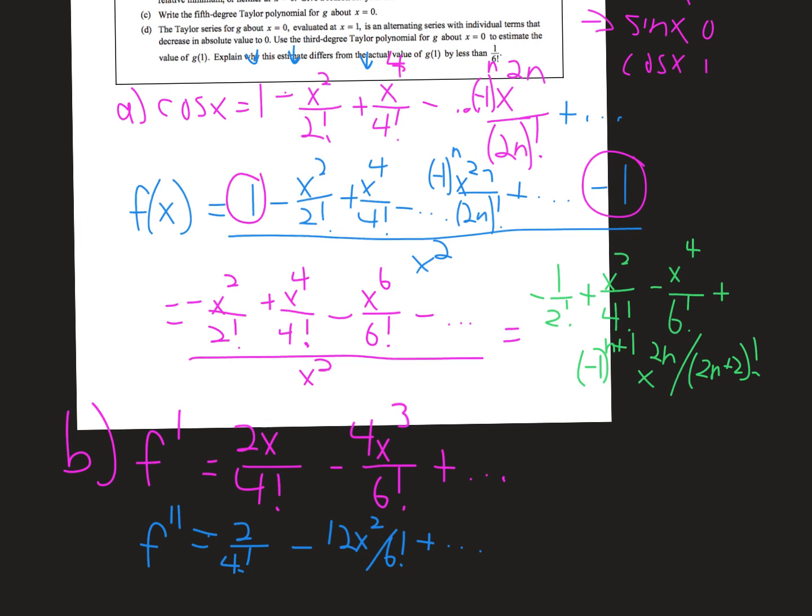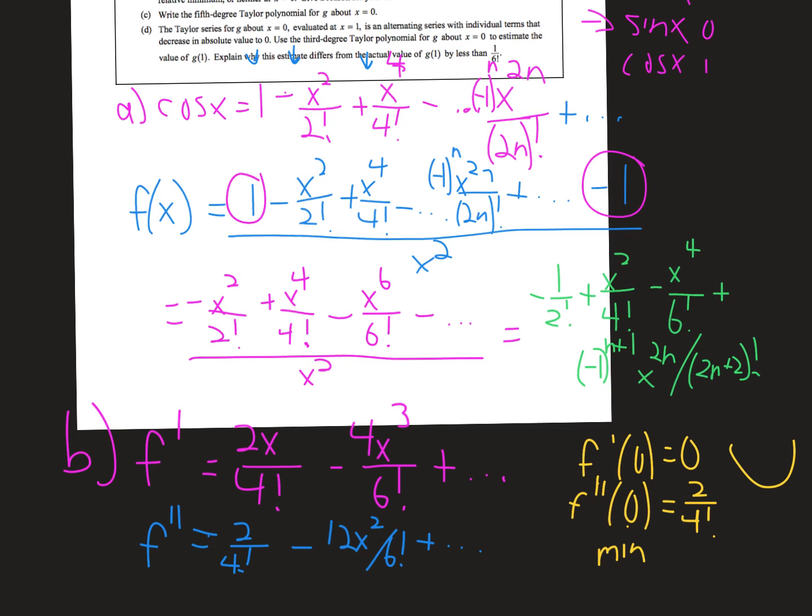So here's my argument. F prime of 0 equals 0. F double prime of 0 equals a positive, so 2 over 4 factorial. So we have a min. So what you have to write down is basically that. Since the first derivative is 0 and the second derivative is positive, that means we're concave up, and so we have a min, because the curve is going to look like this. So it's a second derivative test.